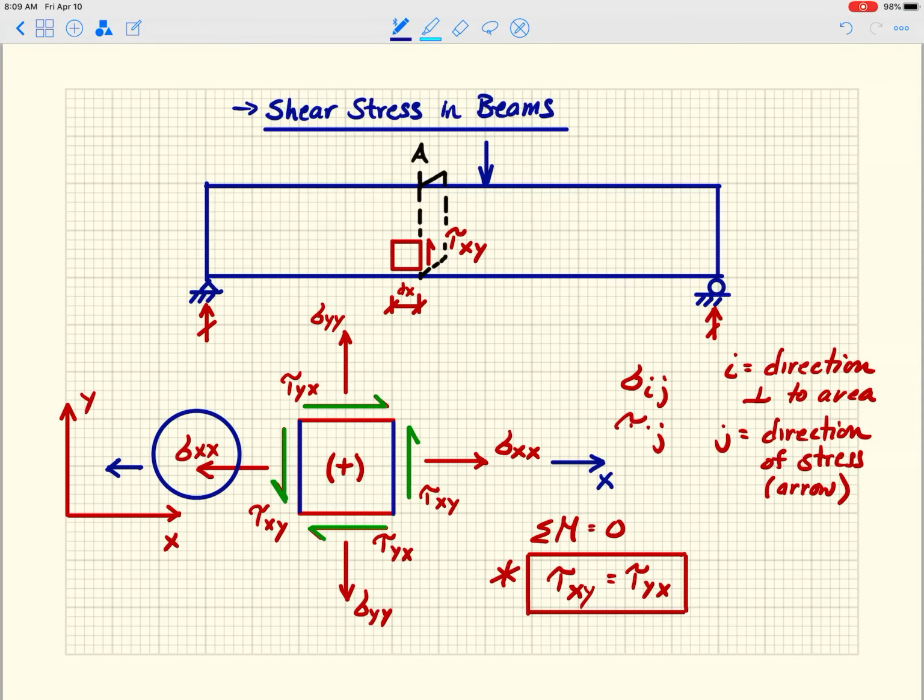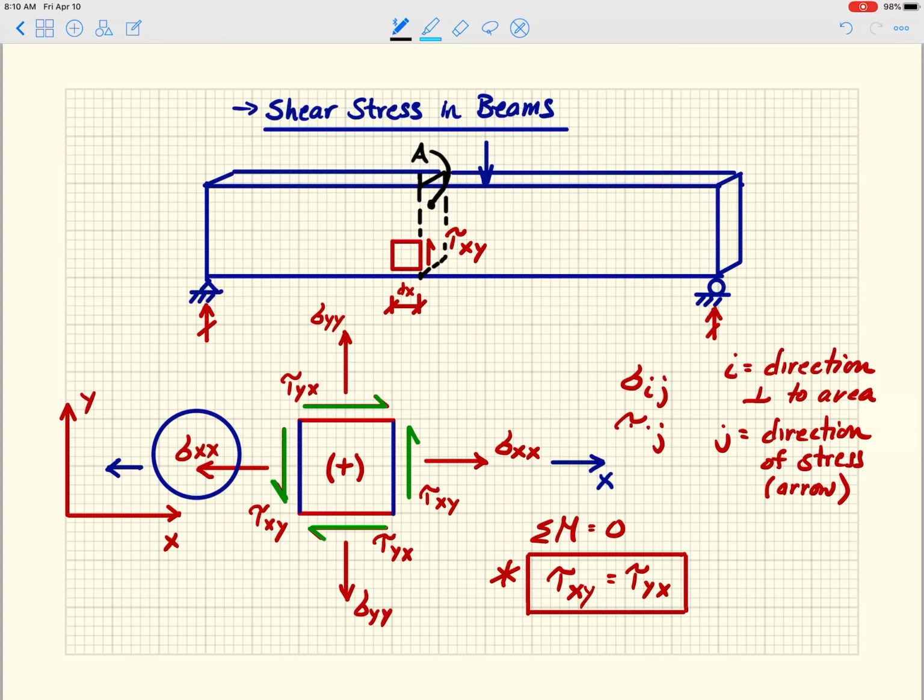So if I draw this beam in three dimensions here, like that, this area there, right? That is the area that shear stress tau xy is actually working on. Just like if I take a normal stress, I take a force and divide it by the area that it acts on to get a stress, here we're going to do the same thing.